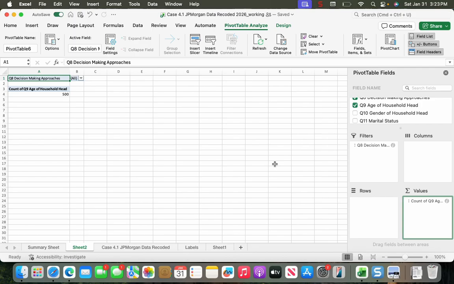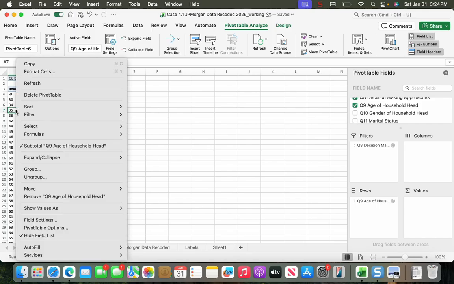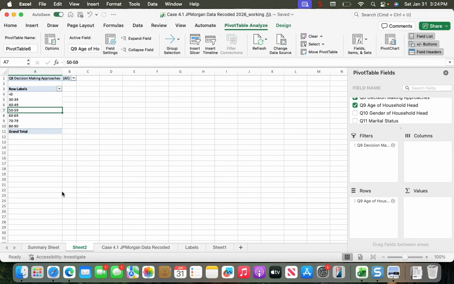Currently, I meant to put that into rows. So it's showing it as count, and it's showing every single age. So we're going to want to group that. We learned that before, but let's just do it again. And you notice there's a -9. Let's go ahead and remove that from our counts. We're going to start at 0 and go to 90, group by tens.